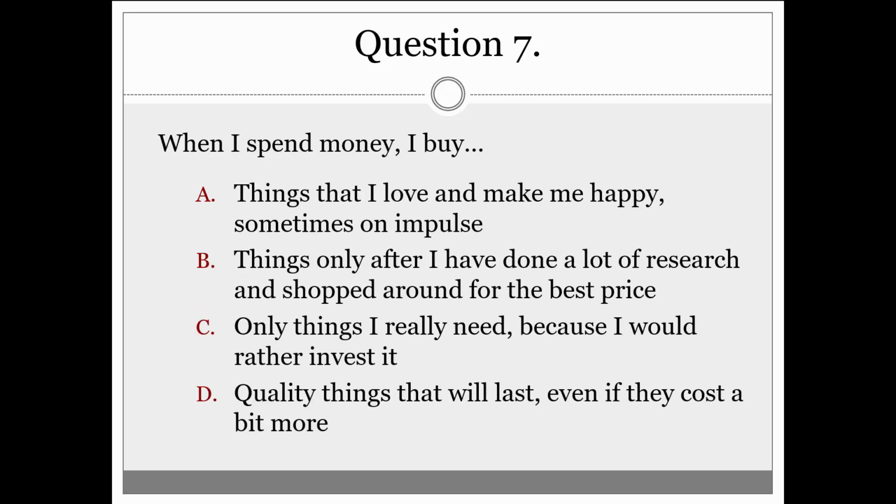Number 7. When I spend money, I buy A, things I love and make me happy, sometimes on impulse. B, things only after I've done a lot of research and shopped around for the best price. C, only things I really need because I would rather invest it. Or D, quality things that will last even if they cost a bit more. Again, whichever one of those best describes you, write that down next to number 7 on your answer sheet.